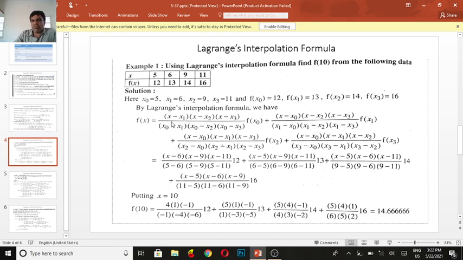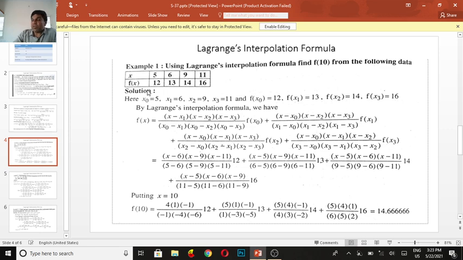So f of x equals x minus x1, x minus x2, x minus x3 divided by x0 minus x1, x0 minus x2, x0 minus x3, into f of x0, plus x minus x0, x minus x2, x minus x3 divided by x1 minus x0, x1 minus x2, x1 minus x3 into f of x1, plus x minus x0, x minus x1, x minus x3 divided by x2 minus x0, x2 minus x1, x2 minus x3 into f of x2, plus x minus x0, x minus x1, x minus x2 divided by x3 minus x0, x3 minus x1, x3 minus x2 into f of x3.